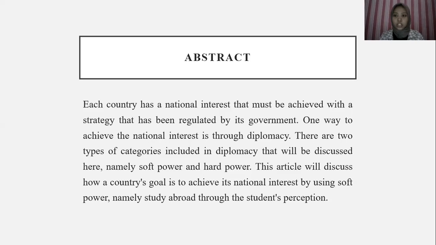Each country's national interest must be achieved with a strategy that has been regulated by its government. One way to achieve the national interest is through diplomacy. There are two categories included in diplomacy that will be discussed here, namely soft power and hard power. In this article, we will discuss how a country's goal is to achieve its national interest by using soft power, namely study abroad, and the student perception.